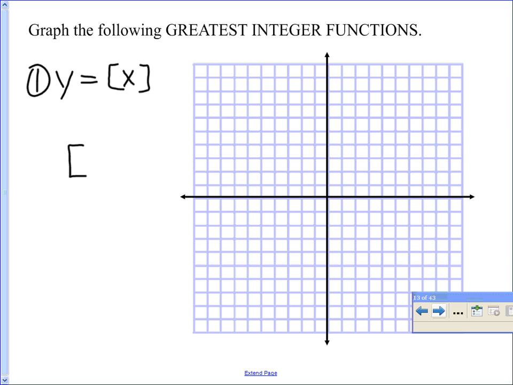So for example, let's do a positive value first. The greatest integer not greater than 1.2 would be 1. Or the greatest integer not greater than 5.5. What's the largest integer not larger than 5.5? The answer would be 5 there.